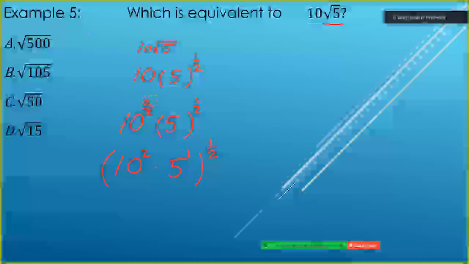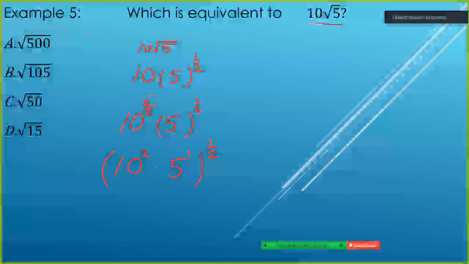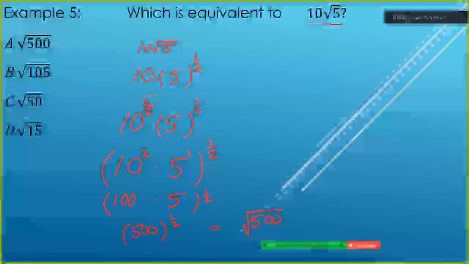And now we can actually interact the 10 and the 5. But notice it's not just 10, is it? It's 10 squared. 100. Now I can multiply them. 100 times 5 is 500. And it's to the 1/2 power. And now you might see the answer. If you reconvert this back to square root box or radical box, it's the square root of 500. So it was option A.